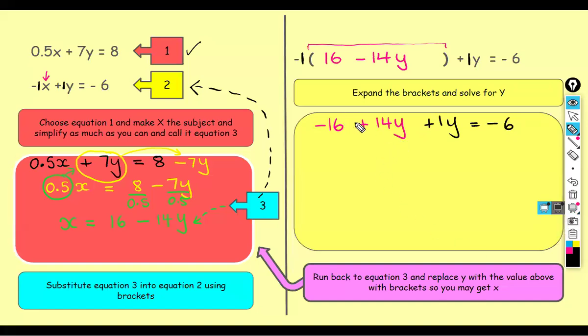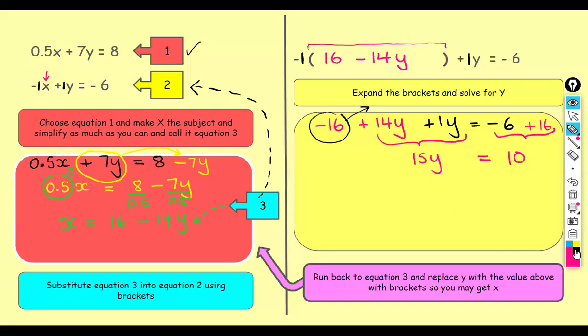Let's solve for y. This minus 16 does not have a y. Throw it across and you get positive 16. 14y plus 1y is 15y. Minus 6 plus 16, I guarantee if you type it in, don't forget the minus sign, you're going to get positive 10.